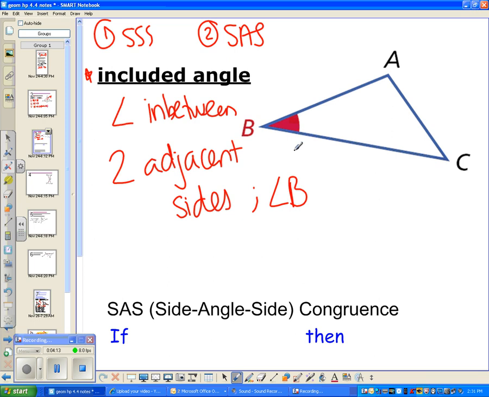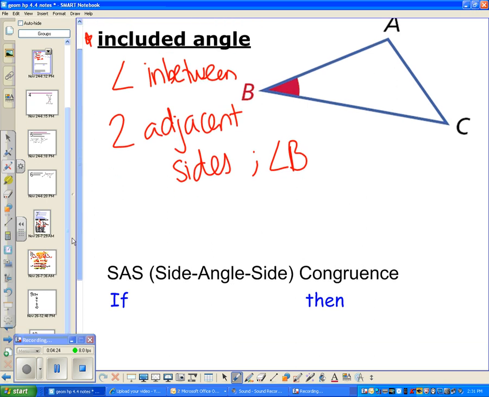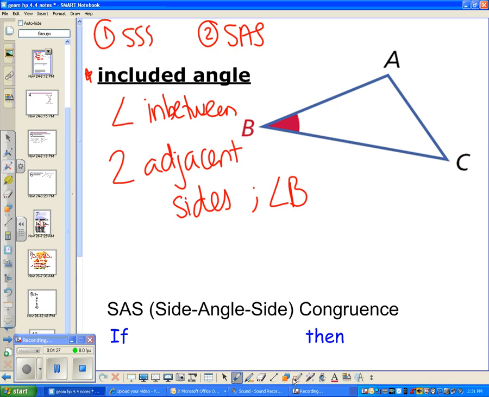Oops. Okay, so basically, sorry, computer rebooting. Basically, what happens, and I can show this to you in class tomorrow, is if I tell you that two sides are congruent.